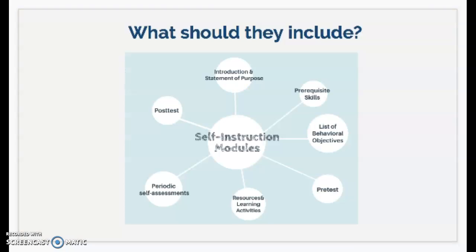Self-instruction modules should have the following: an introduction and statement of purpose that will have a table of contents, terminal objectives, the module's intent, and directions for usage. It should also have a list of prerequisite skills that a learner should have to use the module, and also a list of behavioral objectives that will describe what skills the learner should have after completing the module.